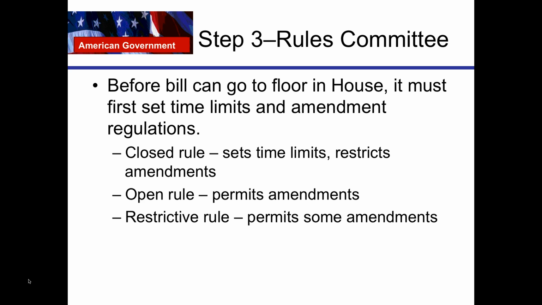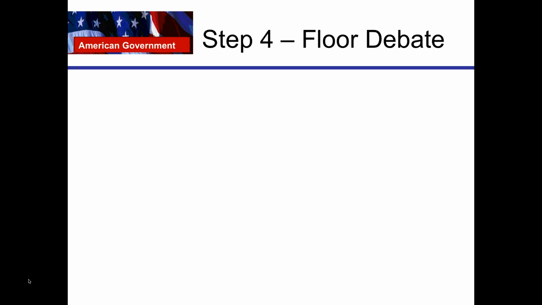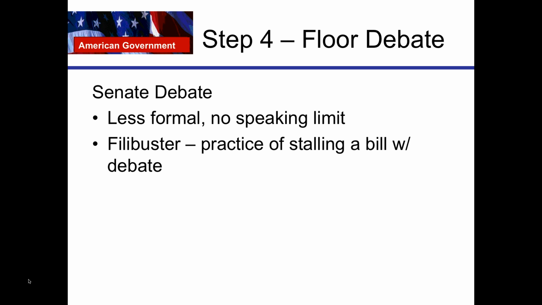So the next step, after you get out of committee in the House and the Senate, if a bill makes it out of there, is going to be floor debate. So Senate debate is going to be less formal, no speaking limit. A practice that exists in the Senate is the filibuster. This is the practice of talking a bill to death, the practice of stalling a bill with a debate. So basically what ends up happening is senators or multiple senators will talk about a bill, so you can't vote on it.